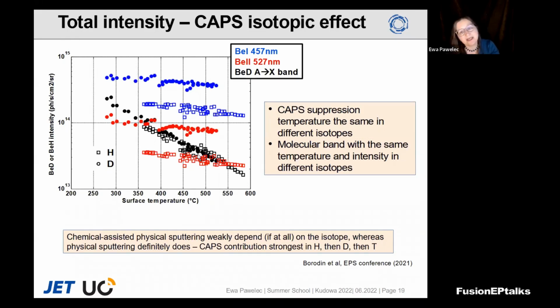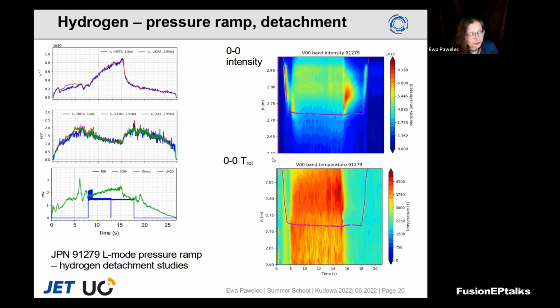Of course, the isotope dependence of the physical erosion is very high because it depends strongly on the isotope mass. In the case of the chemical assisted physical erosion, CAPS is similar for different isotopes, which is also interesting. It may be that tritium is more different than we thought, but that's, as I said, still in the last stages of the study. So that was erosion, but in the case of other molecules, we have many other things.